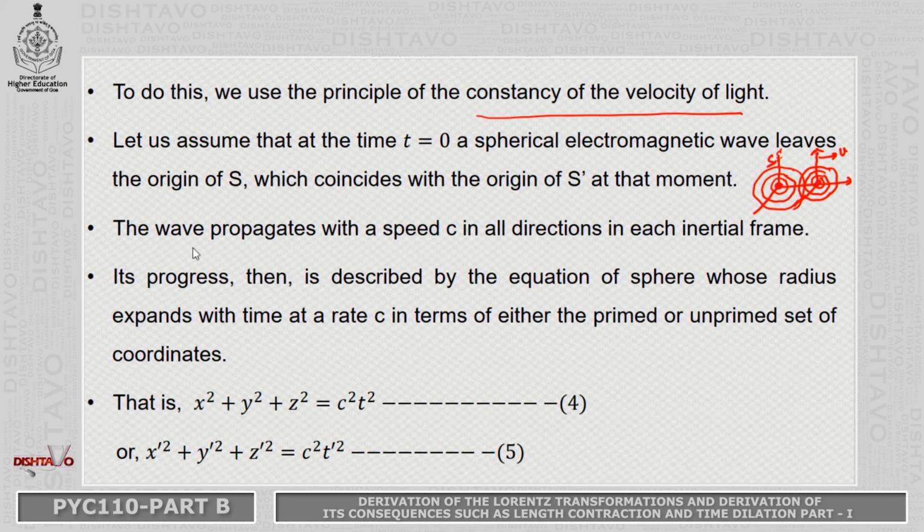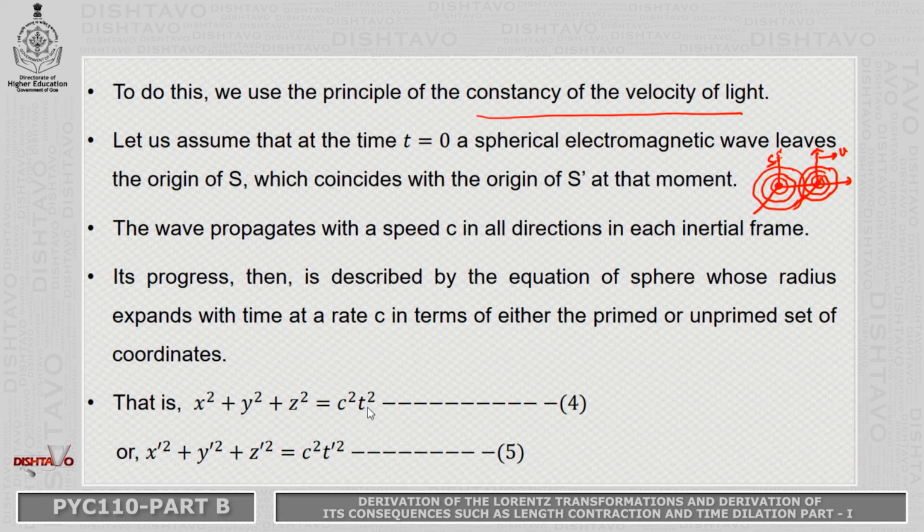Now we know that the wave propagates with a speed c in all directions in each inertial frame. Its progress is then described by the equation of a sphere whose radius expands with time at a rate c in terms of either the primed or unprimed set of coordinates. That is, in the S frame, the equation of the sphere is written as x square plus y square plus z square is c square t square, equation number 4. And in the S prime frame, we have it as x prime square plus y prime square plus z prime square equal to c square t prime square. This is equation number 5.